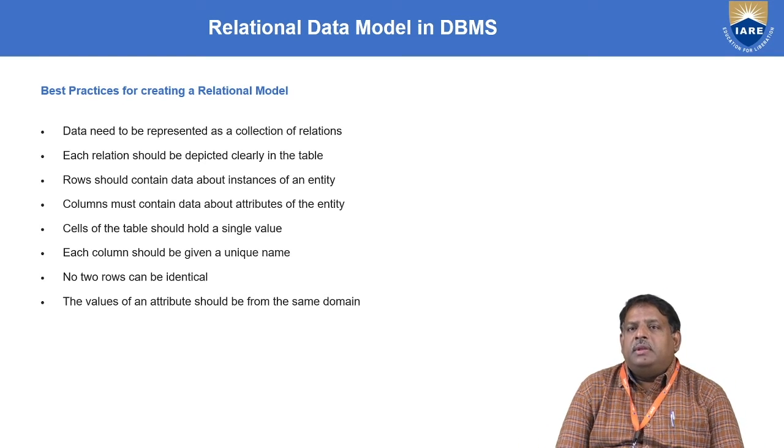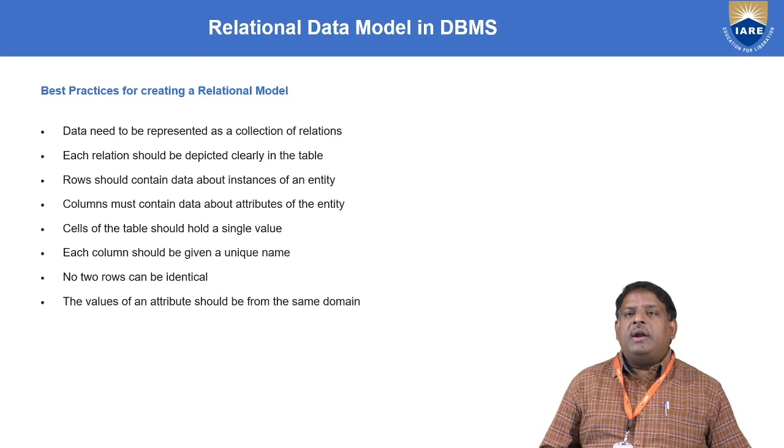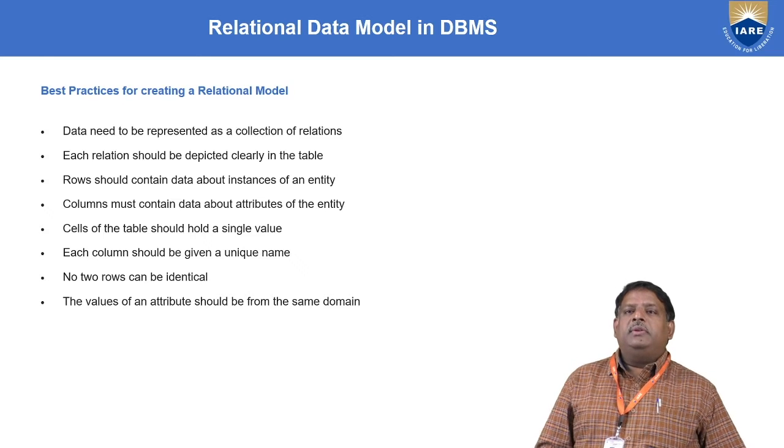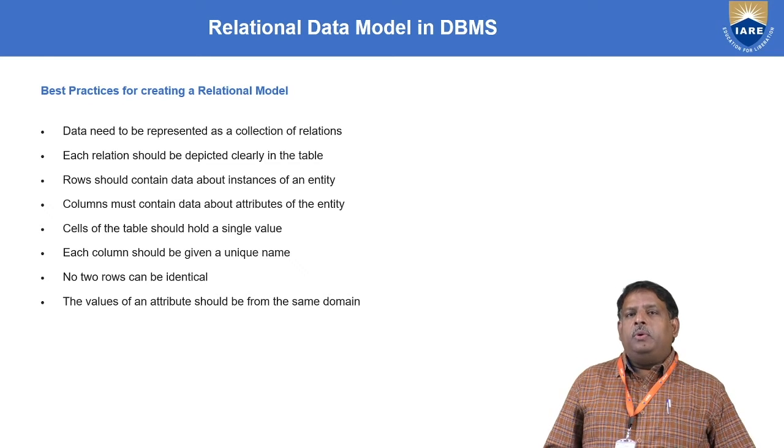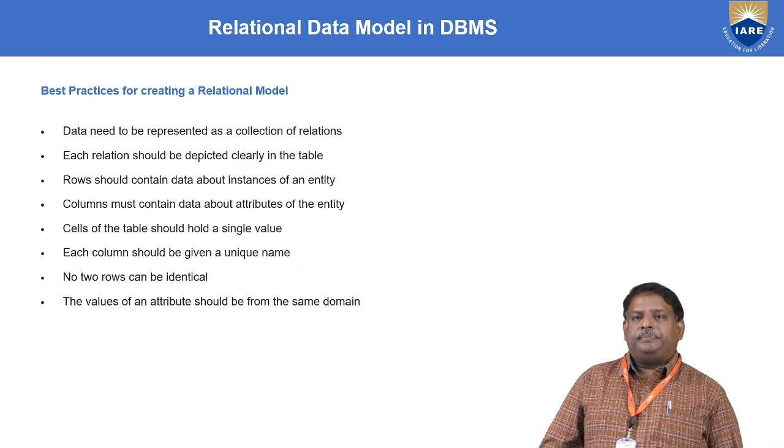The best thing is that the cell of the table must always have a single value. Each column should be given a unique name: the number, name, age, sex, then course. We can't have two age columns in a table. No two rows can be identical. We can't have two same records in the database, which is a bad design.